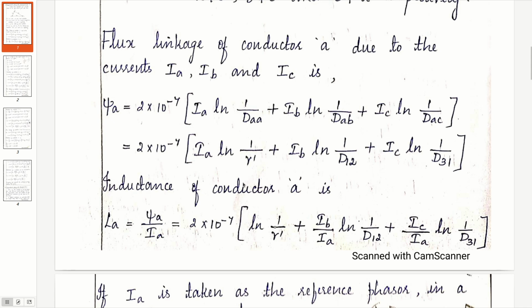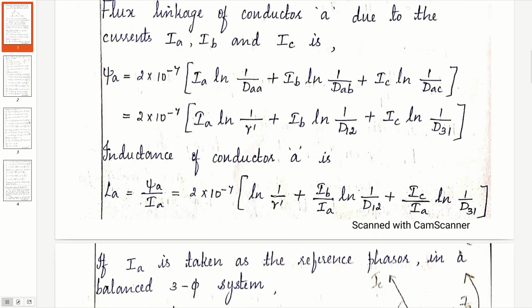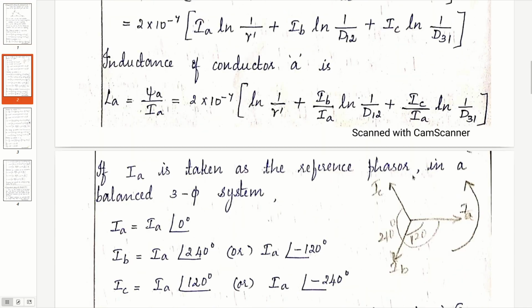After writing the flux linkage of conductor A, the inductance of conductor A is LA is equal to psi A by IA. So 2 into 10 to the power minus 7 times ln of 1 by R dash, plus IB by IA ln 1 by D12, plus IC by IA ln 1 by D31, since IA is taken outside to the left hand side because LA is equal to psi A by IA. Now we are going to obtain expressions for the IB by IA and IC by IA ratios.